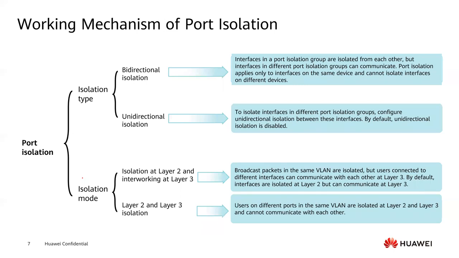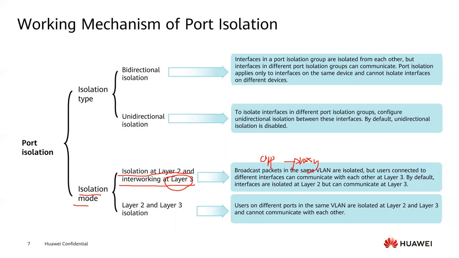Now we can look at the working mechanisms of port isolation. Actually, I have already just finished it. For the isolation mode, it has two modes. The first one is the isolation at layer two and the interworking at layer three. I have already explained it. You can use ARP proxy so these functions can communicate at layer three, but they can't communicate at layer two.